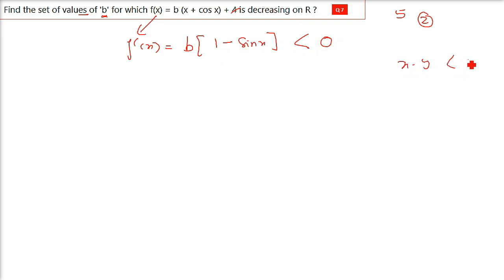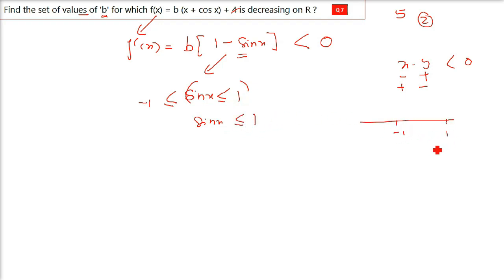See, x into y less than 0 means what? One can be positive, one can be negative, or you can reverse the thing also. Now 1 minus sin x, what is 1 minus sin x? What are the values it will fall in? See, sin x is between what? -1 and 1. Sin x will always be between -1 and 1. We already know this. Now I'm taking the right part here. Sin x should be less than or equal to 1, that is, this is -1 and this is going to be +1. So it has to be between 1 and -1. Alright, so sin x is less than or equal to 1, but we need minus sin x because we need 1 minus sin x actually.